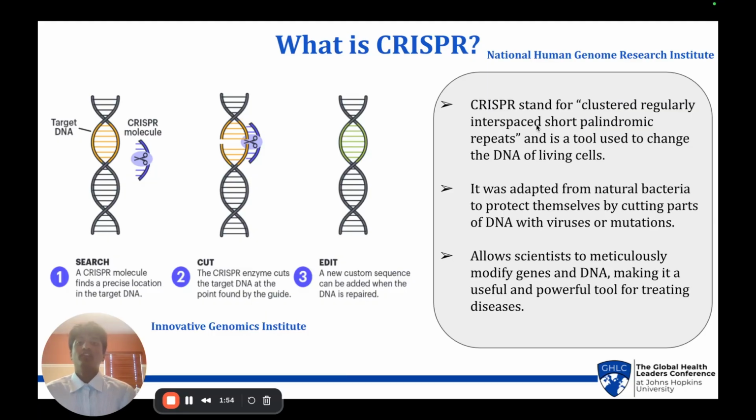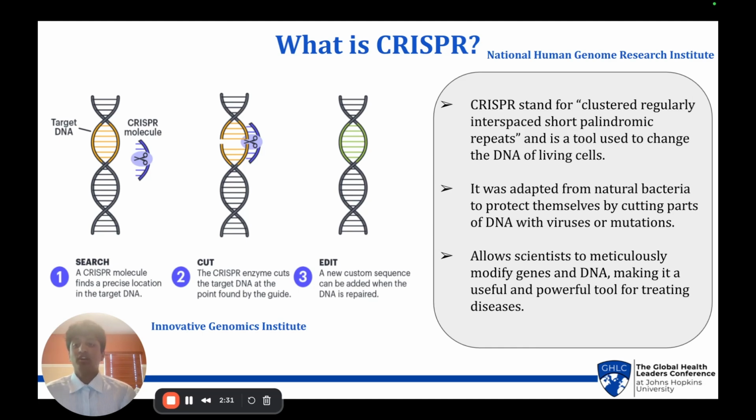Now let's lead to what is CRISPR, and we'll later lead to how CRISPR can reduce the symptoms of sickle cell anemia. CRISPR stands for clustered regularly interspaced short palindromic repeats, but essentially it's a tool used to change the DNA of living cells. It was adapted from natural bacteria to protect themselves by cutting parts of DNA with viruses or mutations. These viruses or mutations can apply to the sickle cell anemia, which is why CRISPR can be applied to sickle cell anemia and reduce the symptoms of it. It allows scientists to meticulously modify genes and DNA, making it a useful and powerful tool for treating diseases.